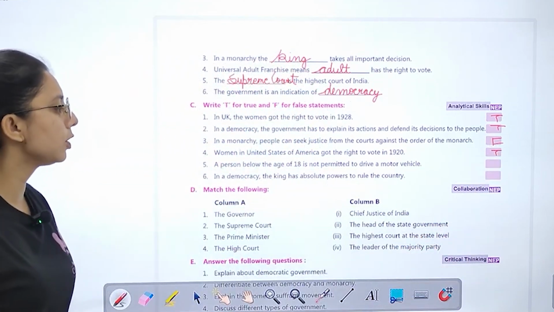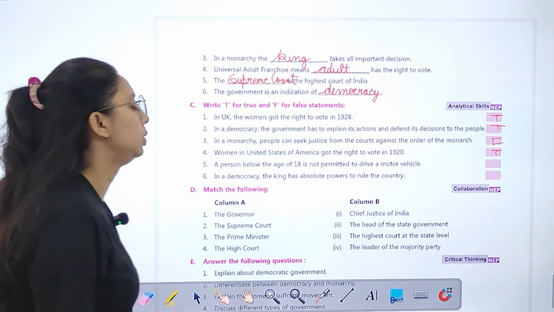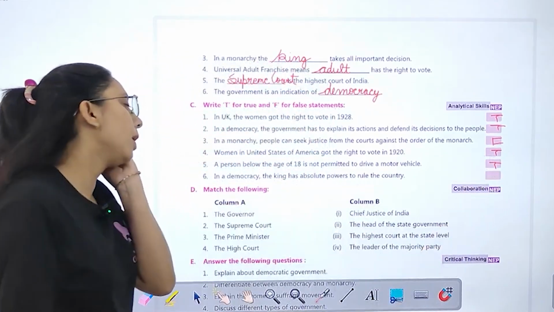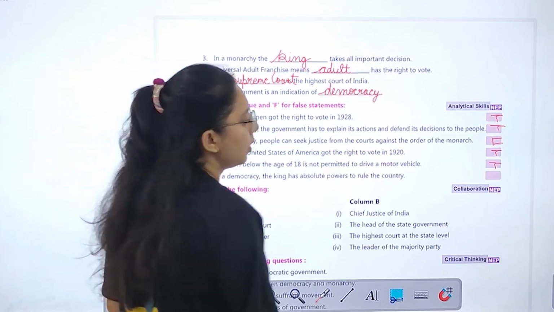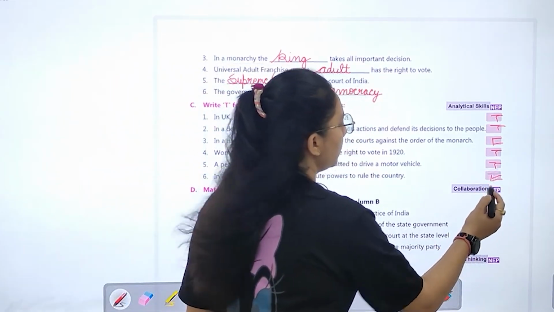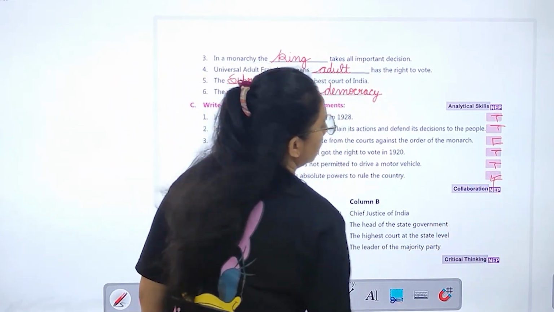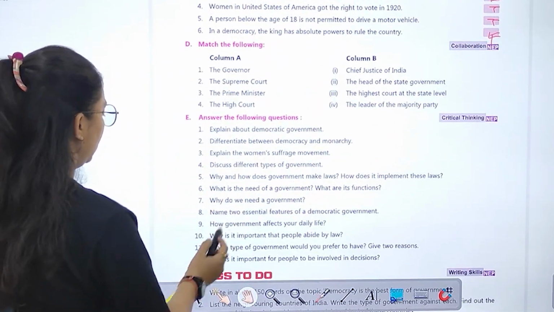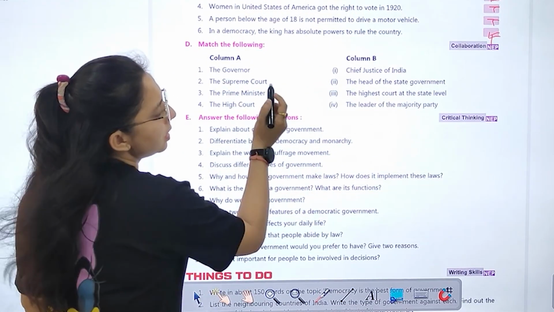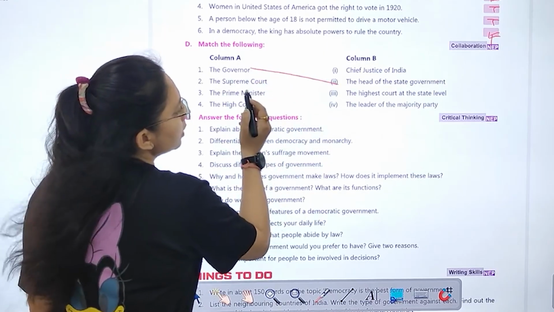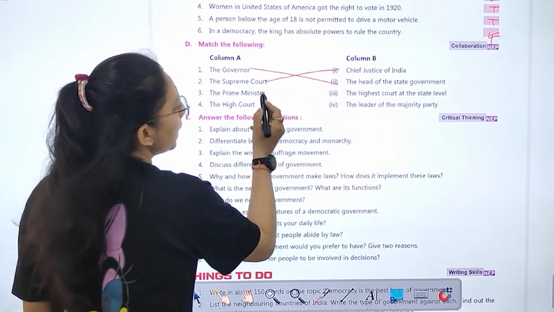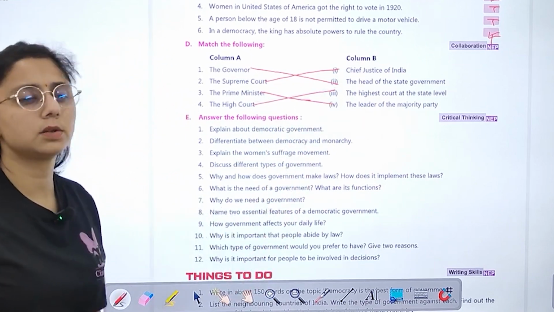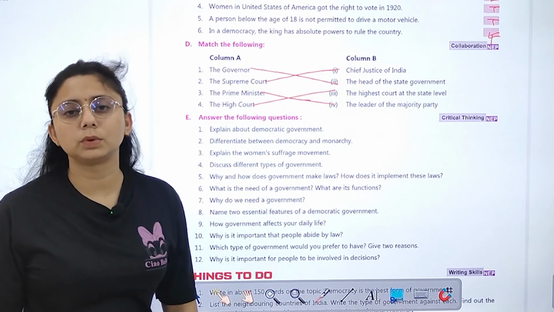A person who is 18 years of age is not permitted to drive a motor vehicle. In democracy, the king has absolute power to rule the country. False, that is monarchy. Now match the following: Governor, head of the state government; Supreme Court, Chief Justice of India; Prime Minister, leader of the majority party; and High Court, the highest court at state level. Supreme Court is at the national level.